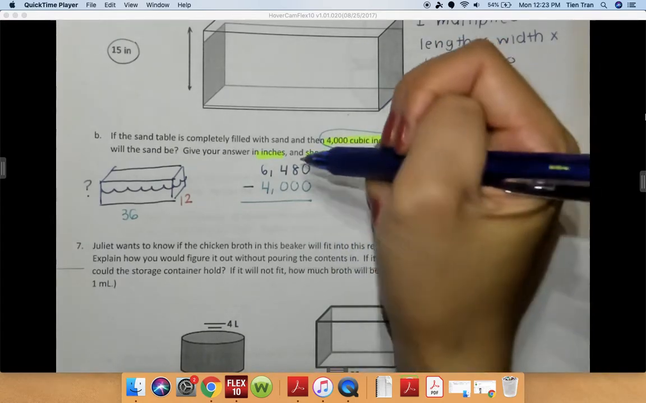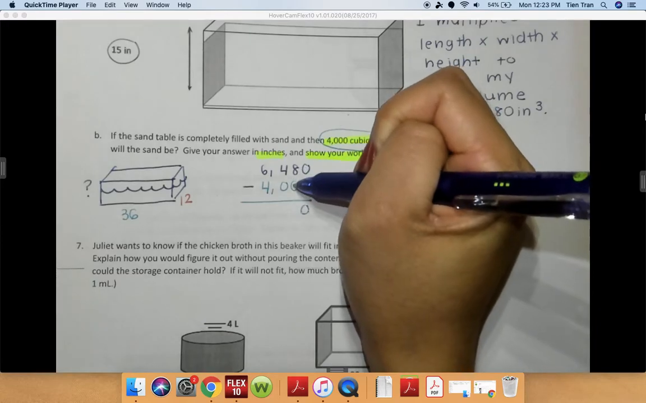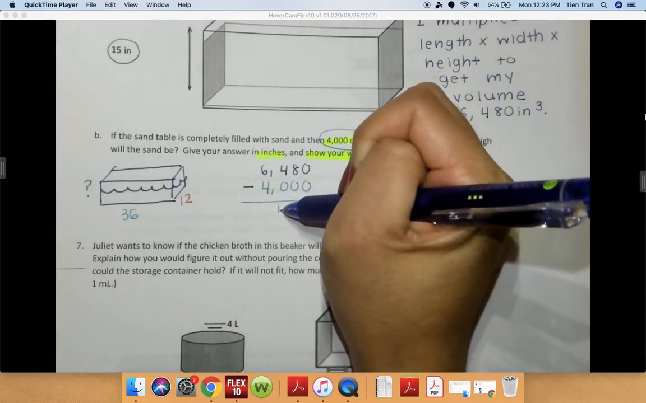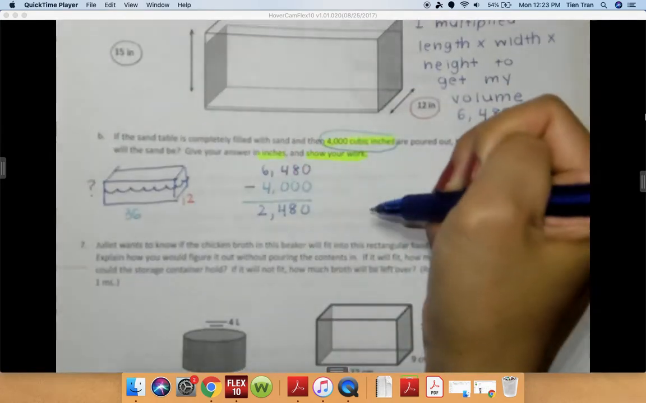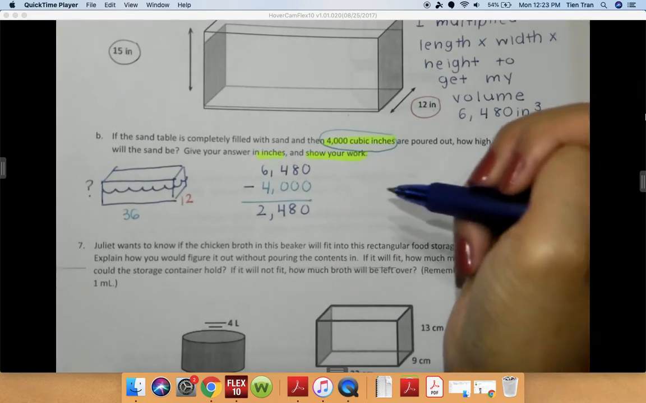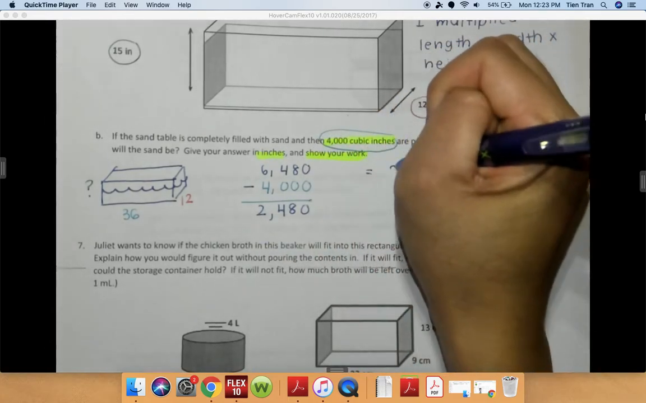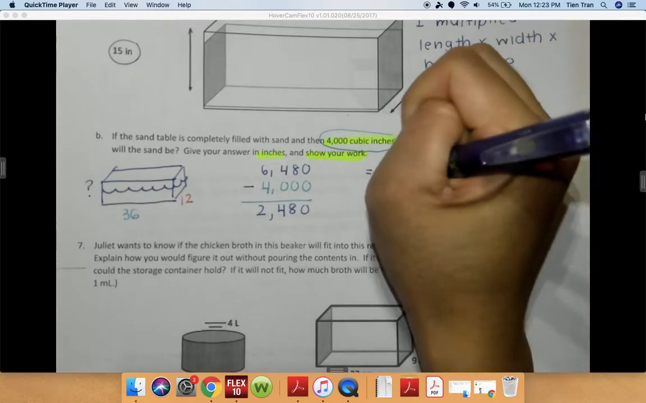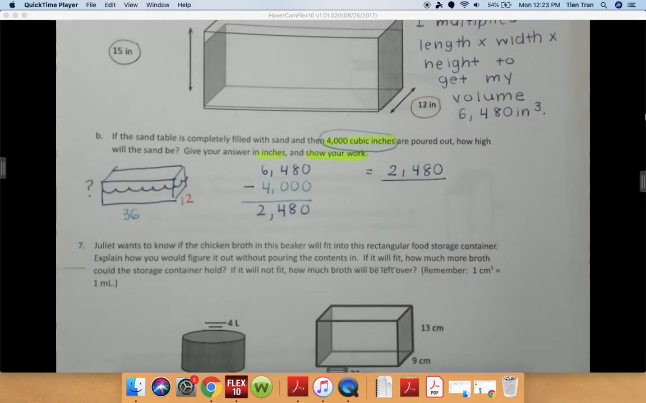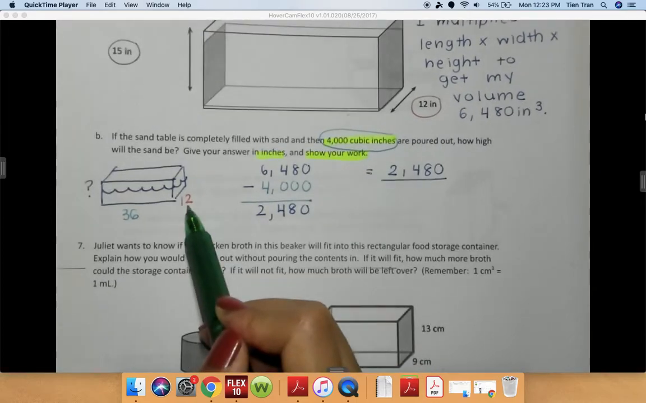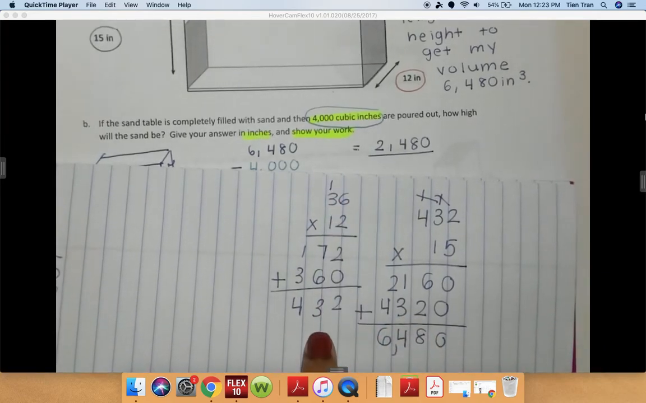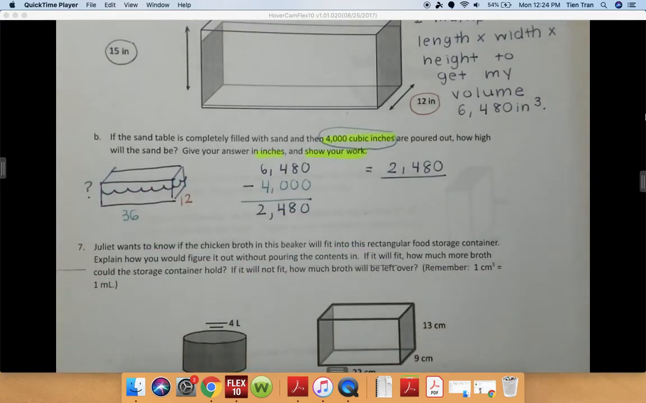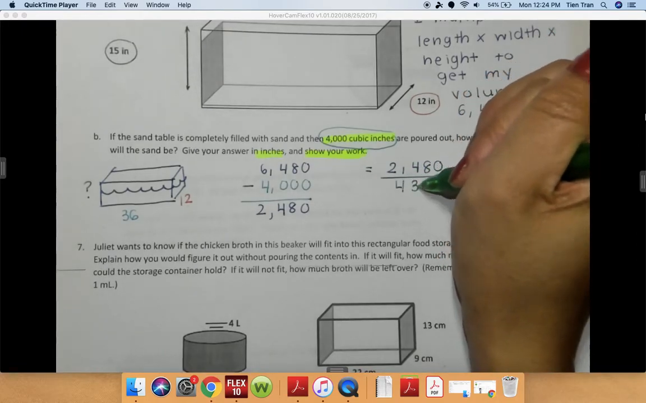So now I'm going to subtract. 0 minus 0 is equal to 0. 8 minus 0 is equal to 8. 4 minus 0 is equal to 4. Don't forget your comma. 6 minus 4 is equal to 2. So I have 2,480. With this number right here, 2,480, I'm going to divide it by the measurement that I'm multiplying, 36 and 12. So that measurement, 36 times 12, and I have it right here, is 432. So I'm going to divide it by 432.